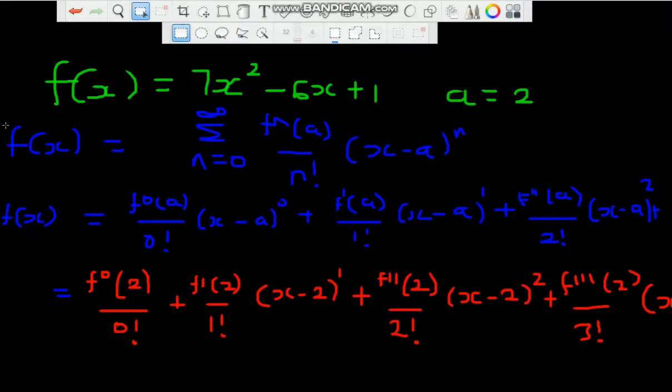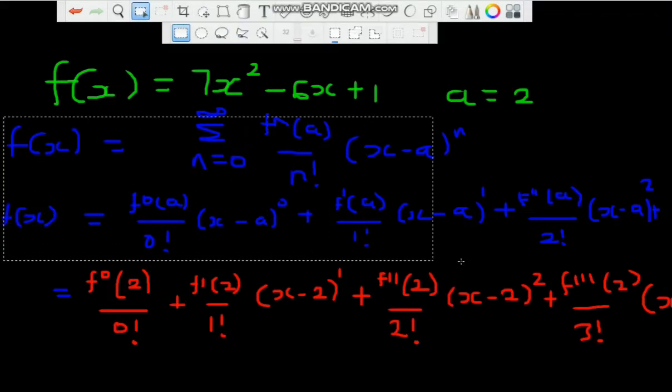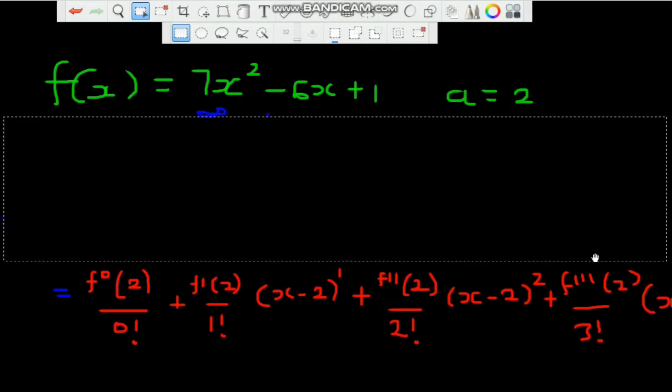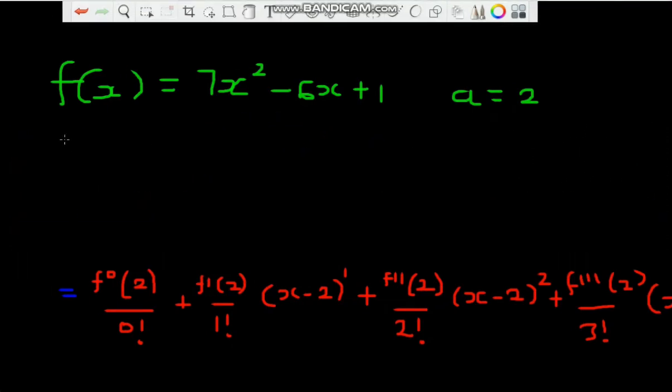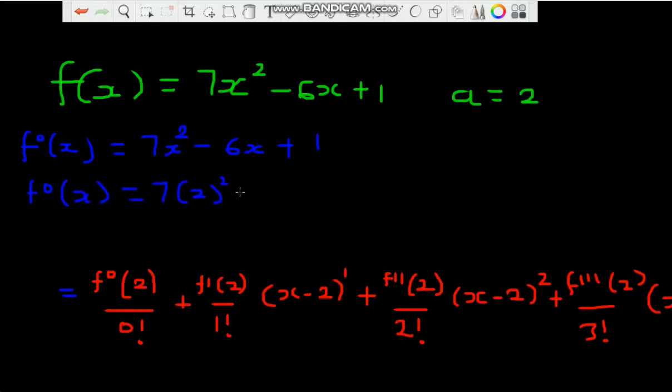Okay, so now let me free up some space here. So now find the 0 derivative of the function, so that I can get the first term here. The 0 derivative of the function at x will be equal to the function itself, 7x squared minus 6x plus 1. So let's find the 0 derivative of the function at 2. It will be equal to 7 multiplied by 2 squared minus 6 multiplied by 2 plus 1.